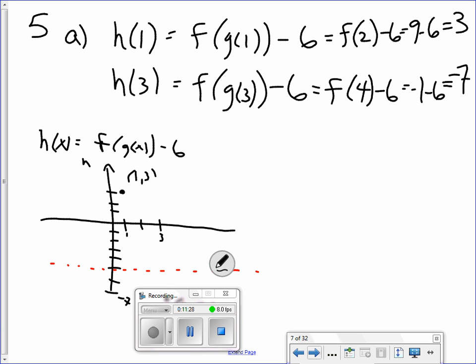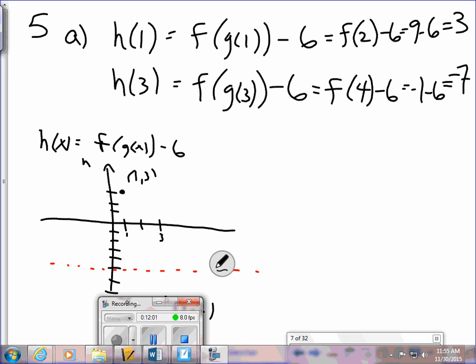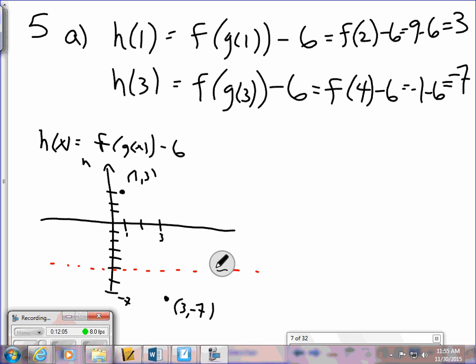Well, what you want to do is find the value of h at each of the endpoints. If you plug in 1 into h, it'd be f of g of 1 minus 6, and that all turns out to be 3. So in other words, this function h, when r or x is 1, the y-coordinate would be 3. And then you figure out, how about at the other endpoint of 3? You plug 3 into the definition of h, and it works out to be -7.